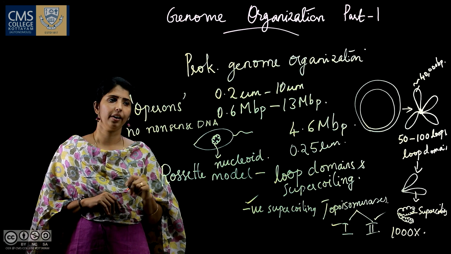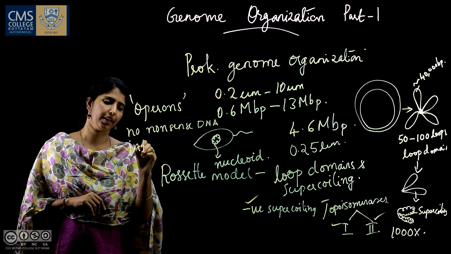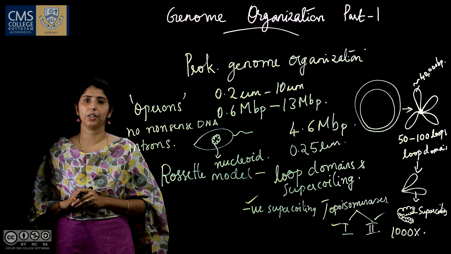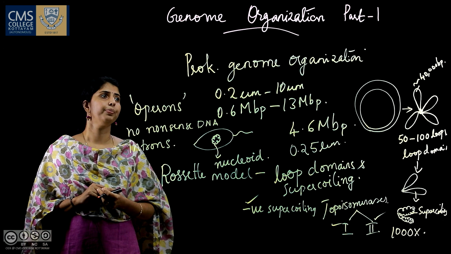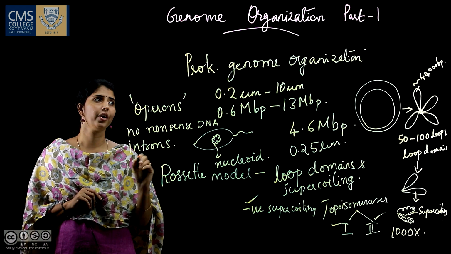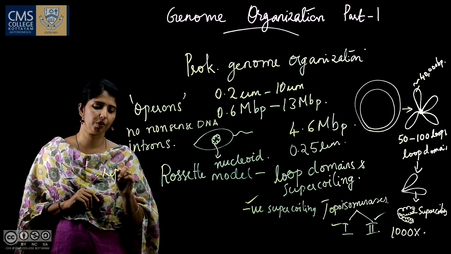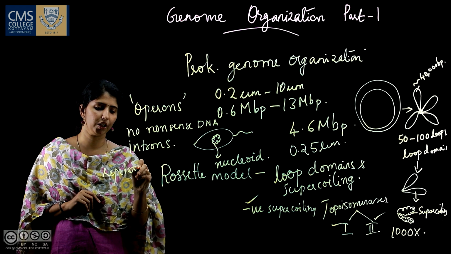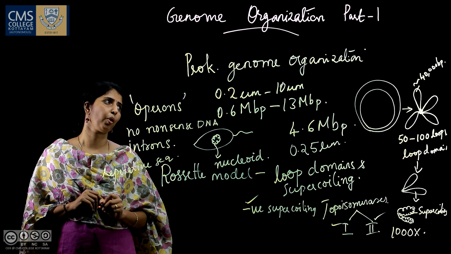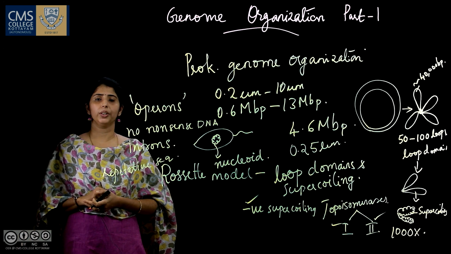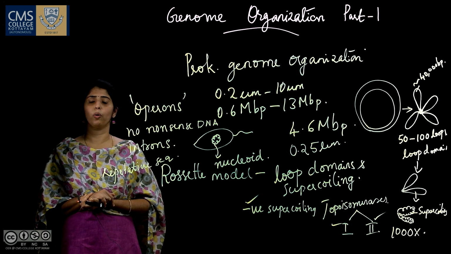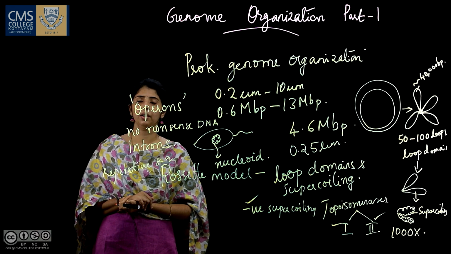Prokaryotic genes often lack introns. The intergenic elements are very few in the prokaryotic genome, and the number of repetitive sequences is also very low. Repetitive sequences, which are a feature of eukaryotic genomes, are far fewer in the case of the prokaryotic genome. So that is all about the prokaryotic genome organization, and I hope all of you understood today's class.